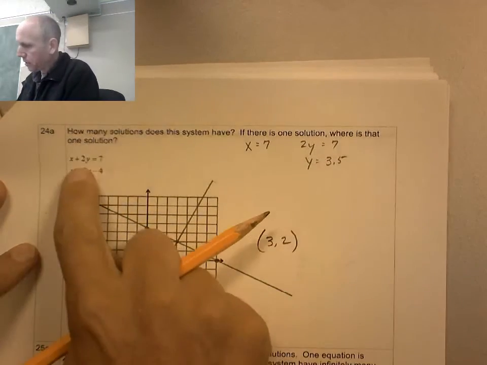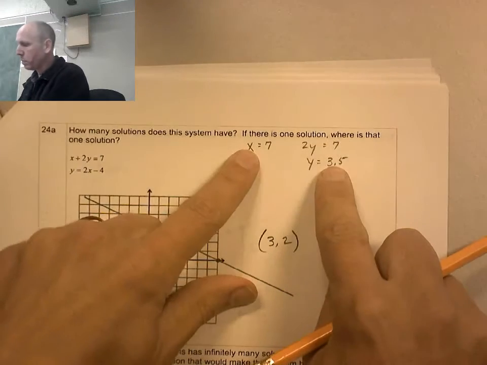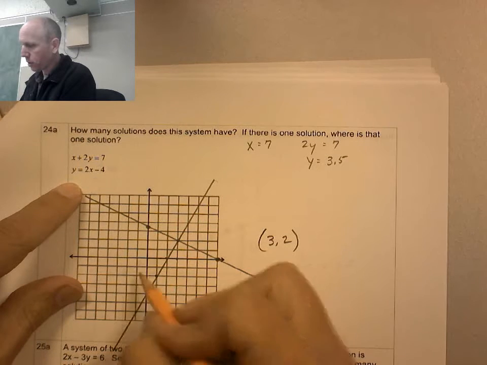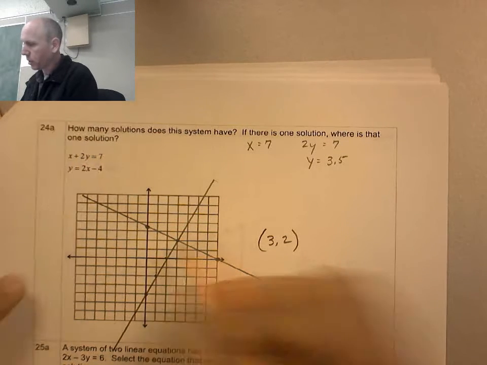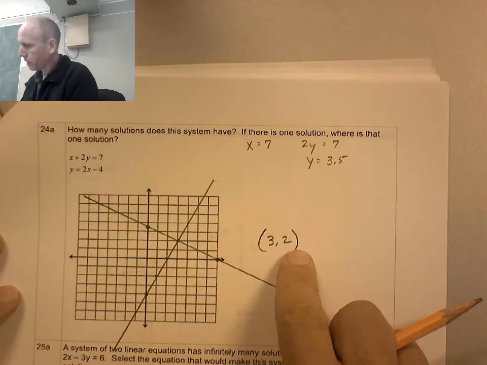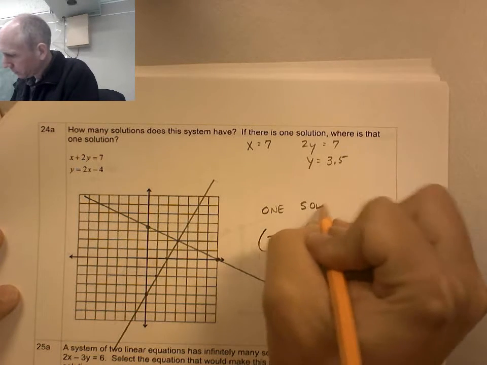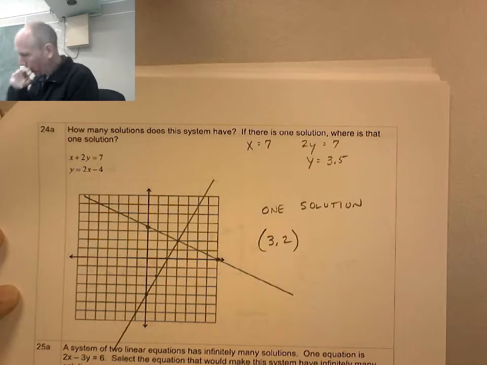24. Okay, so this one's in standard form. I turn it into 2 mini equations and I plot it. This one's in slope-intercept form. I start at -4, go up 2 over 1, up 2 over 1. Comes together right there at 3, 2. And I need to say there's one solution at 3, 2.